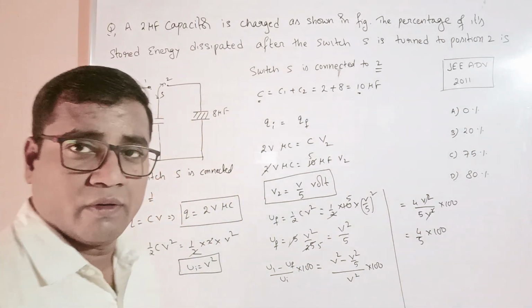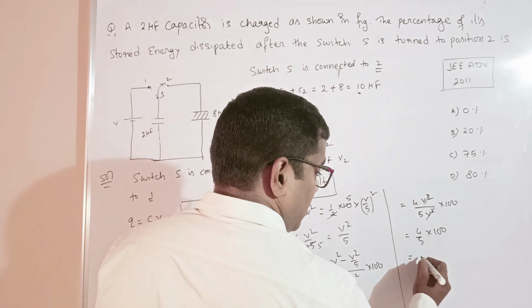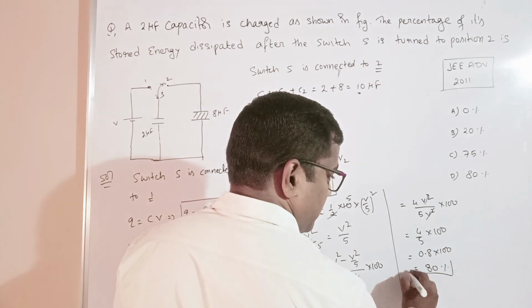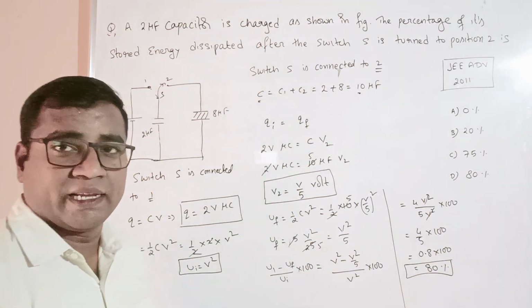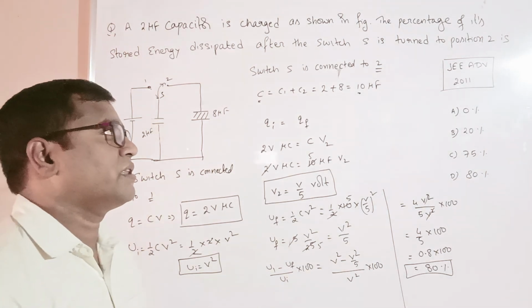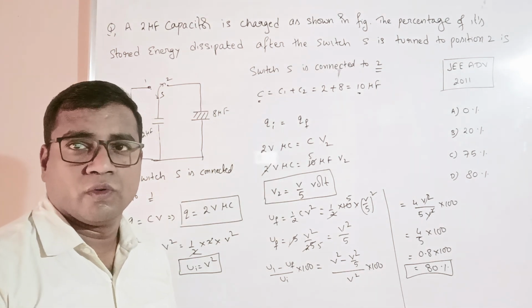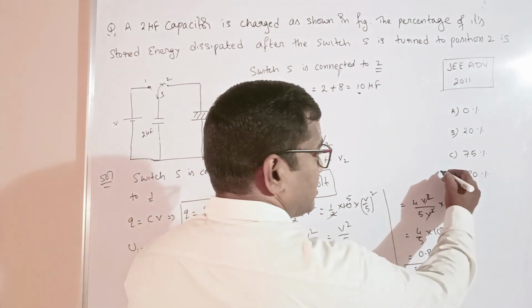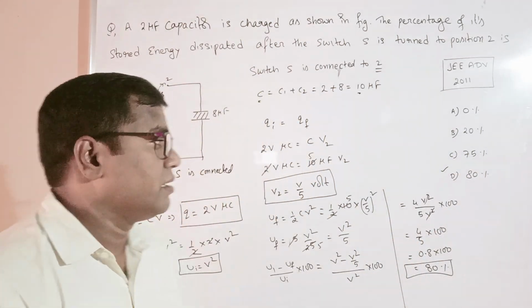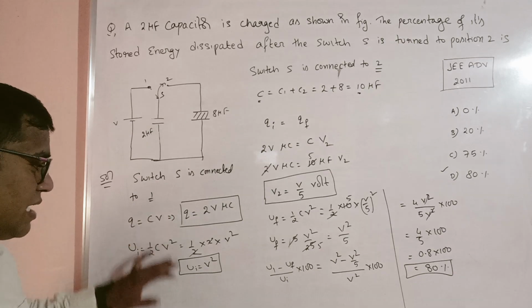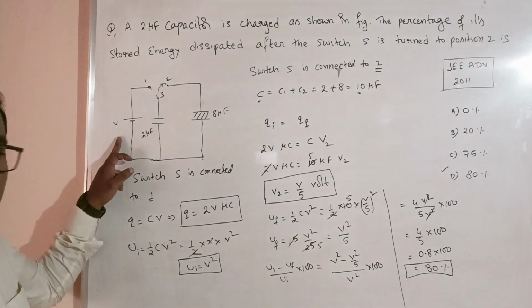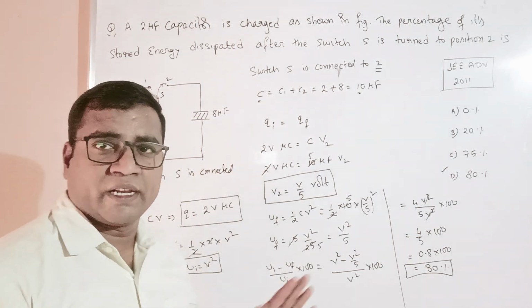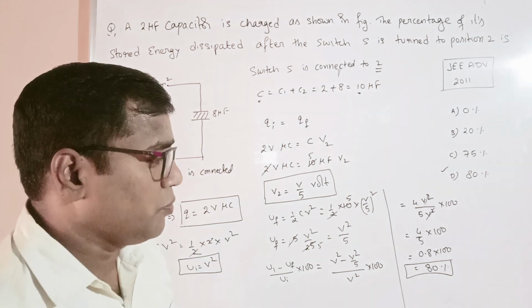What is the meaning of 4 by 5? 4 by 5 means 0.8 into 100, which means 80%. That means 80% of the energy is dissipated after the switch S is turned to terminal 2. I hope you understood. From this, option D is the right answer. Again, no need to worry. The basic concepts: initially calculate the charge and energy, with the potential considered as V, and after that calculate the potential and energy again. So the loss of energy is calculated in terms of percentage. I hope you understood. Thank you.